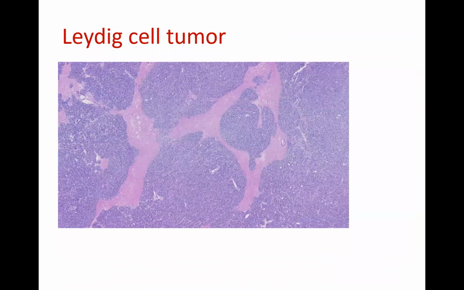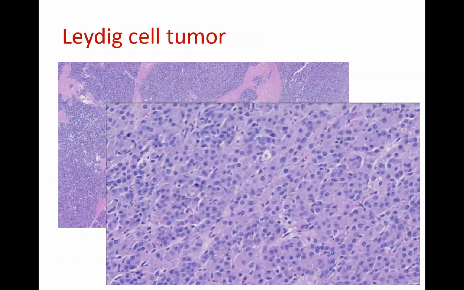Here's an example from our former fellow, Shannon Welter, who gave us this case. You can see the nests of pink cells, nodular arrangement, high power. You see how the pink cytoplasm is a little bit granular because it has some hormone granules here, some brown pigmentation, and the nuclei are round.